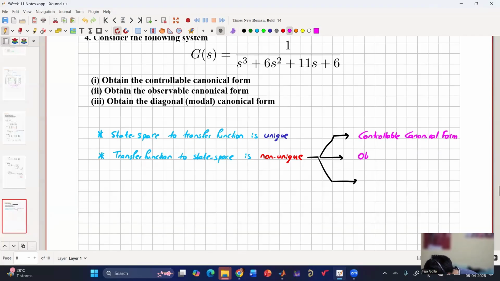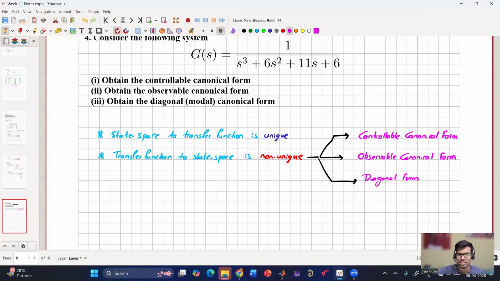The other one is observable canonical form. And the last one is diagonal form. So we have three such ways of representing the same transfer function. As we said, it is non-unique, and these three are widely used. It's not that it is limited to three. There can be multiple or n number of ways to model the same transfer function in state space representation. However, we'll be discussing three such in today's discussion.